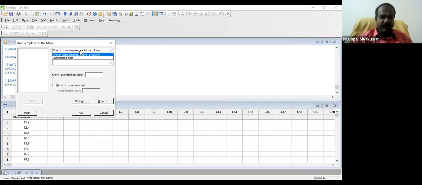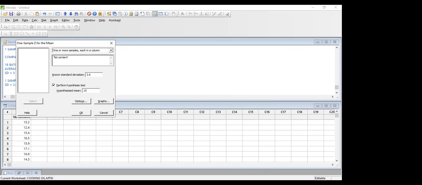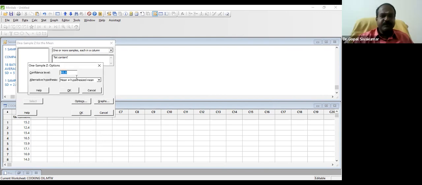Now, data summary or data? Data is available. Where is the data? Column number 1. Select it. Now see here, a new column has opened. It was not there for the t-test, isn't it? Now what is it asking? Known standard deviation, 2.6. Perform the hypothesis test. What is the hypothesized mean? 15%. 95% confidence level. Both sides are the problem, so not equal to. That means it's a two-tailed test.